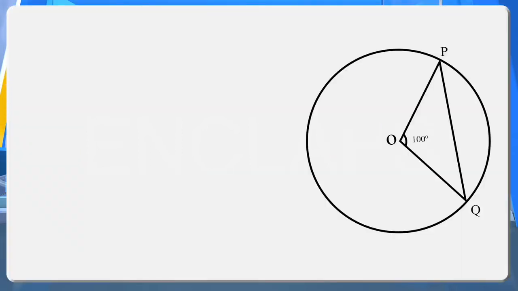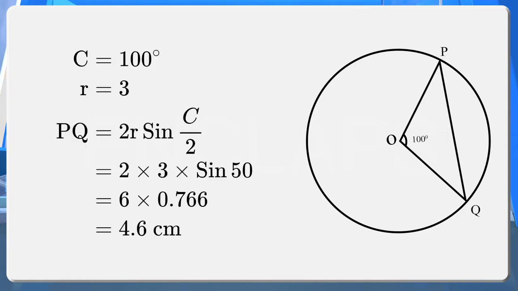Now we can go for another example using this. Look at this figure. Here, central angle C equals 100. Radius r equals 3. We have to find the length of chord. While applying the equation, we get PQ equals 2r sine C by 2. That is 2 into 3 into sine 50. Because C is 100, C by 2 will be 50. So 2 into 3 into sine 50 will become 6 into 0.766, which equals 4.6.